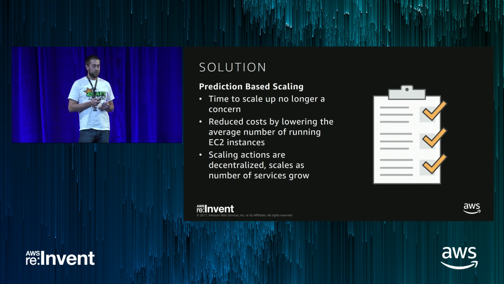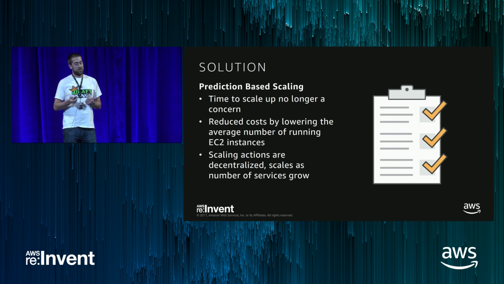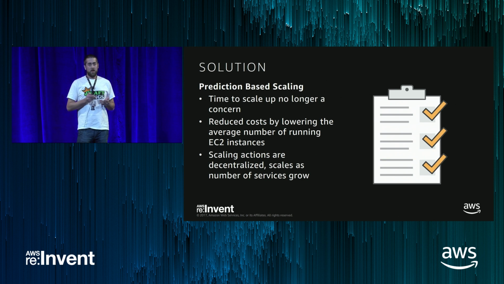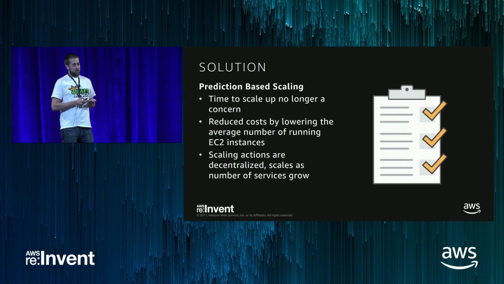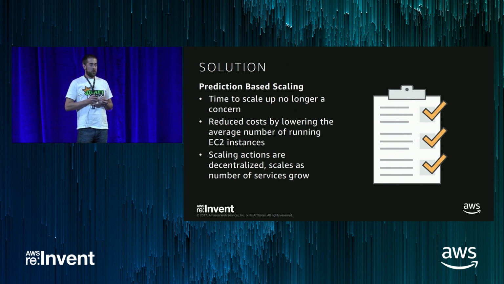So our solution was a predictive-based scaling approach. It solved the problem of the amount of time that it took to scale up our site. It reduced the cost by scaling only to what we predicted that we would need to scale to. And it was no longer a centralized process, and scaling operations were spread out and controlled by the auto-scaling groups themselves, rather than having a centralized process manage that.